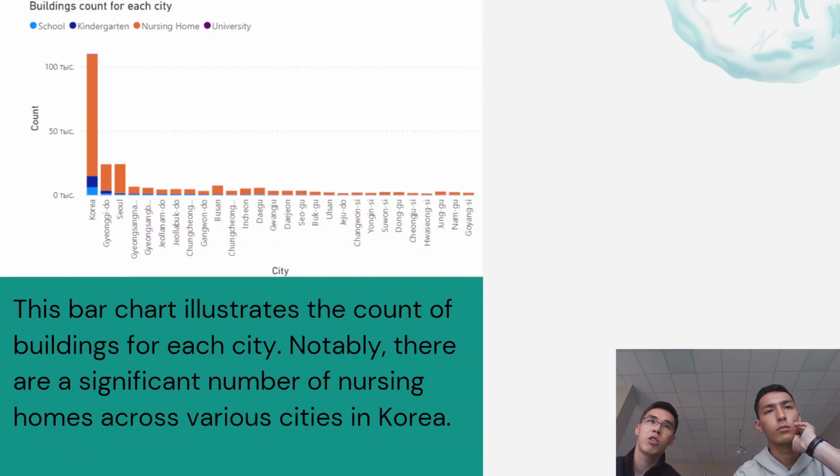And the second one is the bar chart that shows the building counts for each city. As we can see, there are a lot of nursing homes in each city in South Korea compared to others like school, kindergarten, and university.